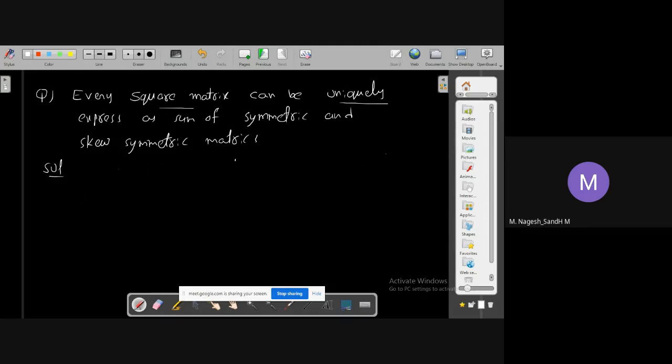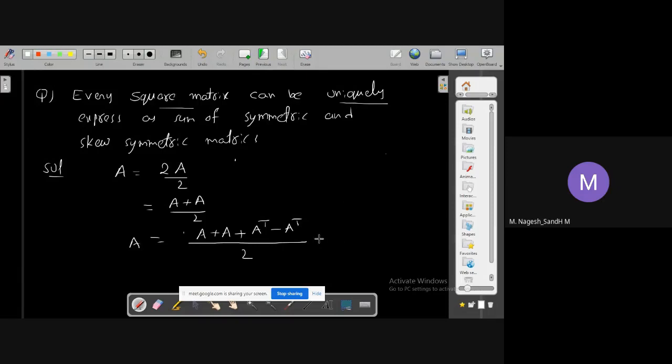Solution. For example, A is there. Can I write A as 2A by 2? Is there any problem? 2 cancels, again it is A. Next, this 2A, can I split it as A plus A by 2? No issue, we can split. Next, what I'm doing is in this A plus A, I'm adding A transpose and subtracting A transpose. Do you have any problem adding and subtracting A transpose? No.